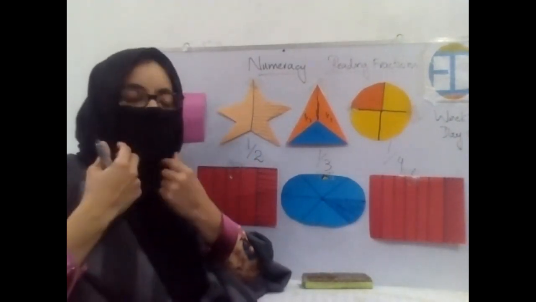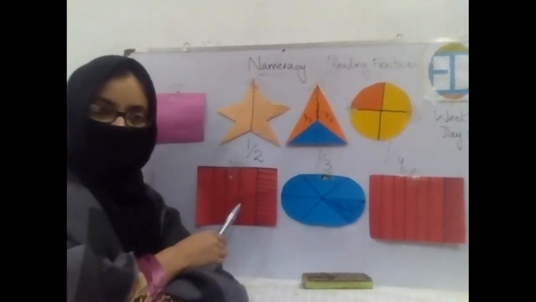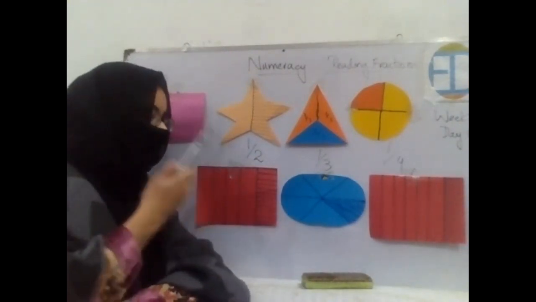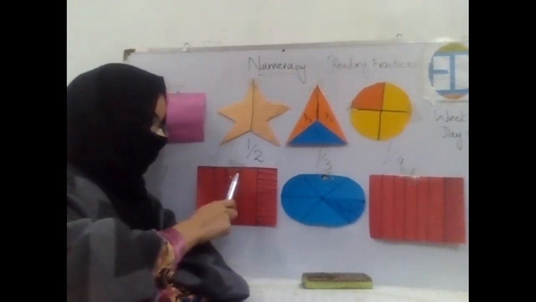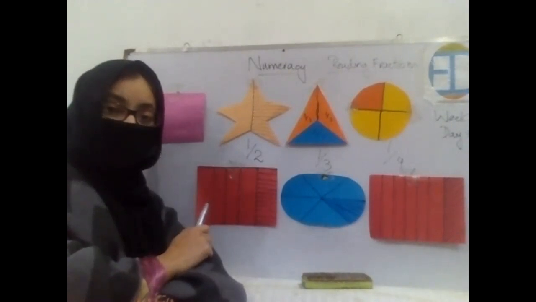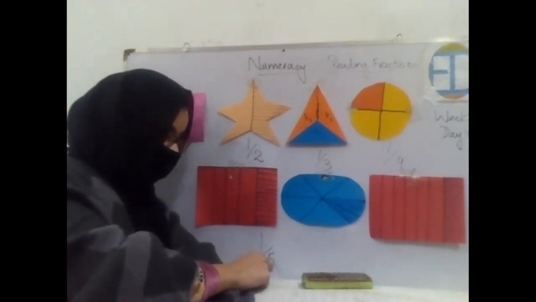Got it? And now look at this picture. What is this? It's a rectangle. Excellent. Count it, how many parts is it divided into? 1, 2, 3, 4, 5, right? And how many of its parts are shaded? 1, and the total parts are 5.